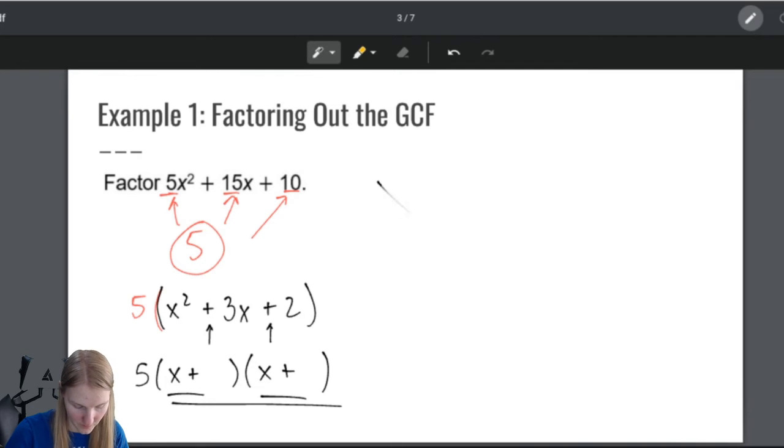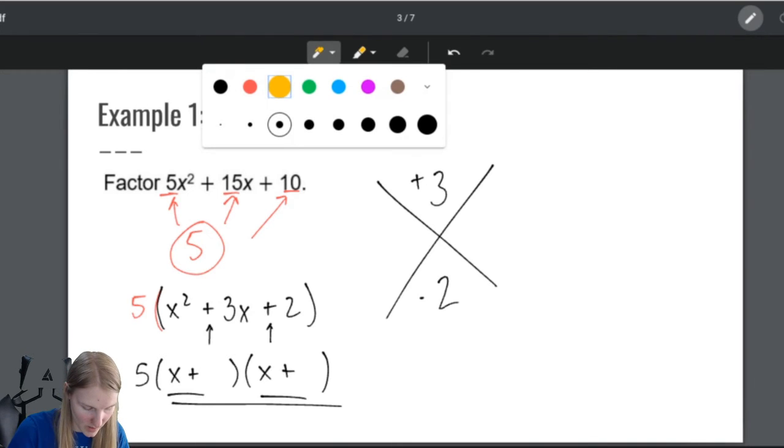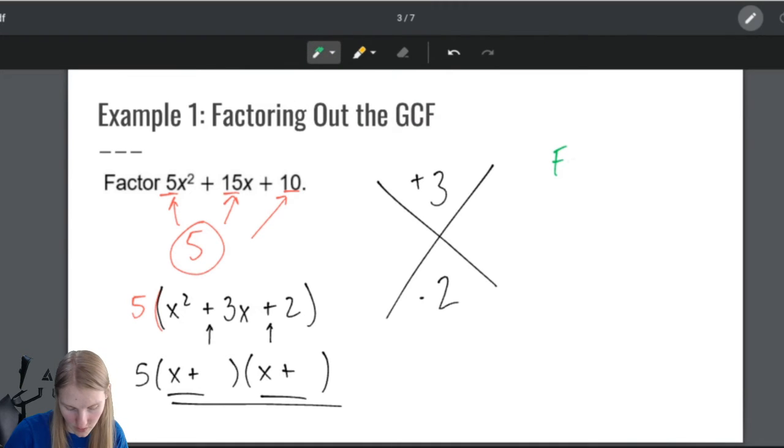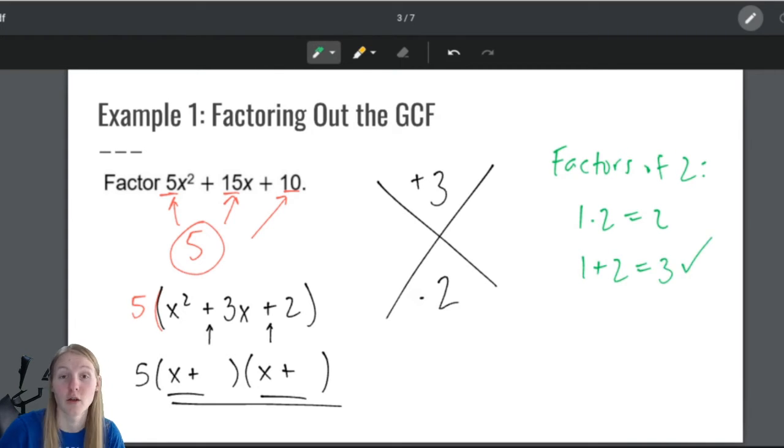Fantastic. Now, I need 2 numbers that add to get me 3 and multiply to give me 2. Well, that's not going to be too bad, because if I look at the factors of 2, there are only 2 factors of 2, and that is 1 times 2 is 2, and 1 plus 2 is indeed 3. Yay, so that works out nicely.